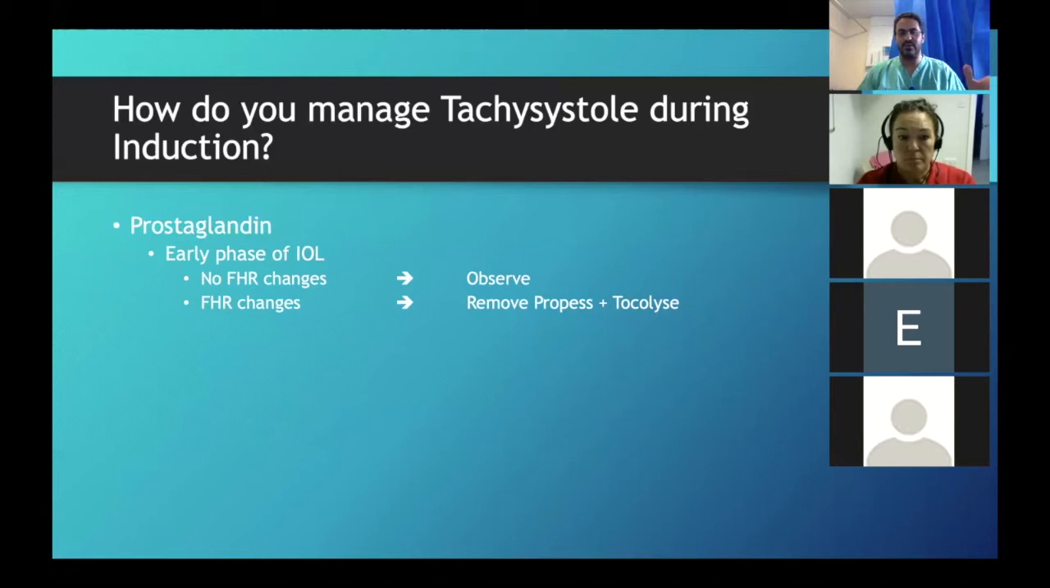Even if you put a pessary in within an hour and you're now getting tachysystole with baby's heart rate changes, if you're removing prostaglandins, you need to tocolyse. Obviously, if it's Prostin, you can't take that out. If it's in, it's in.